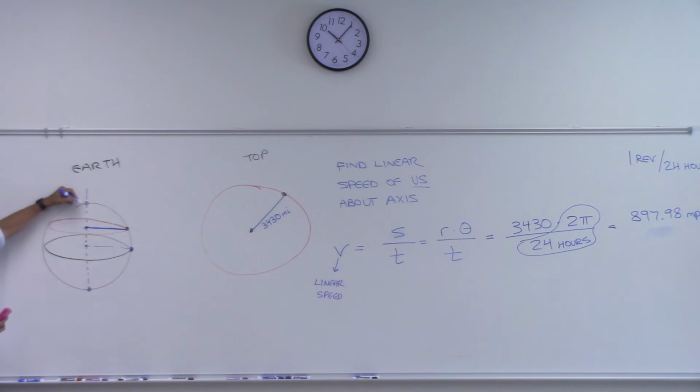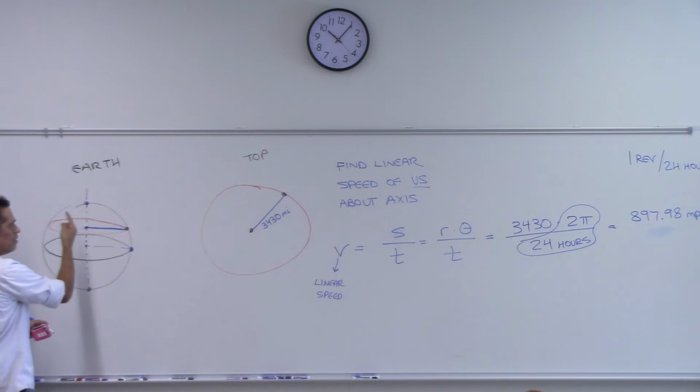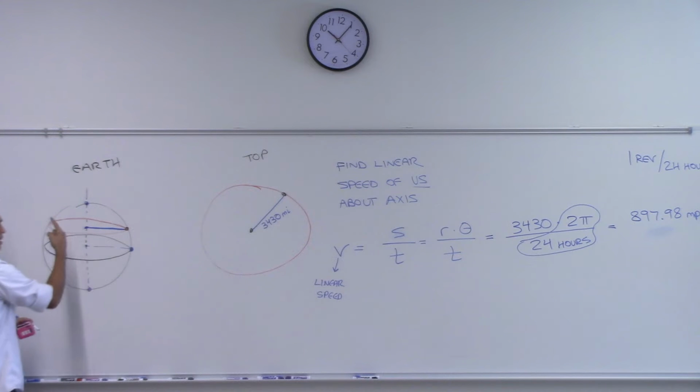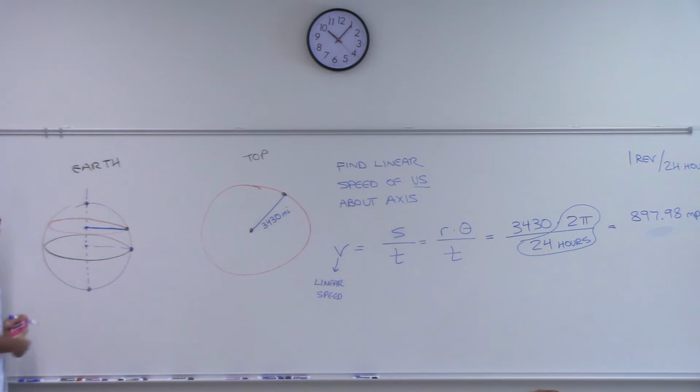What if you're at the North Pole? What's your linear speed? 0. You're going like this, right? You're actually not moving anywhere. You're just spinning. That's all you're doing. But as you go a little further out, as you start to come down, then you're actually going a distance. It's still 24 hours, but the further down you go, the bigger the circle you have to swing through.